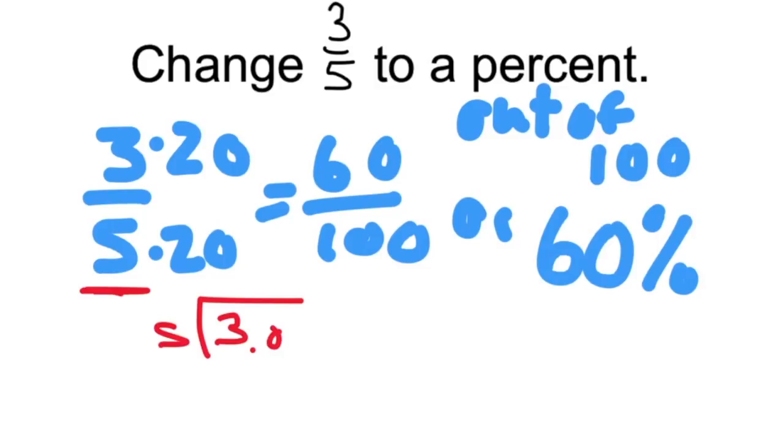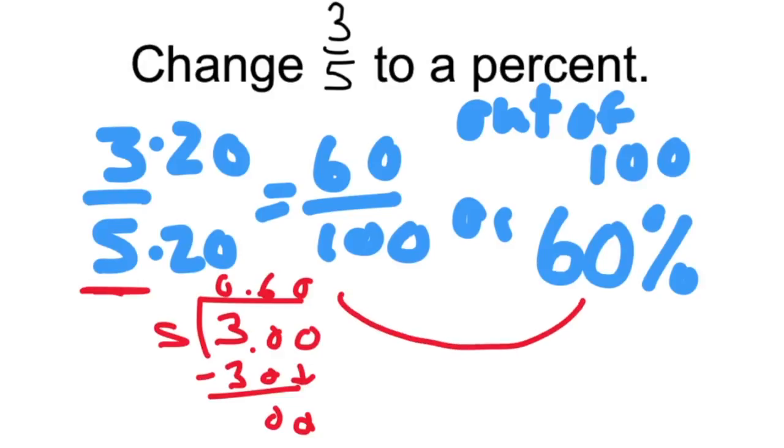Sometimes you can't make the denominator into 100, so you need to change the fraction into a decimal and divide the numerator by the denominator. So we do 3 whole divided by 5. And you'll see that that comes out as 6/10 or 60/100. This decimal, 60/100, is the same as 60%.